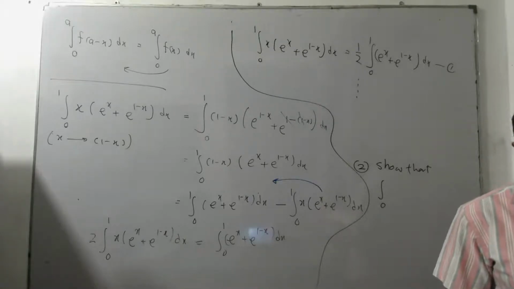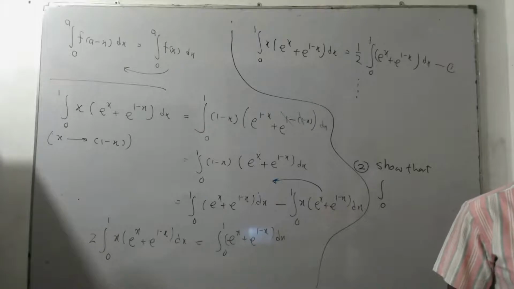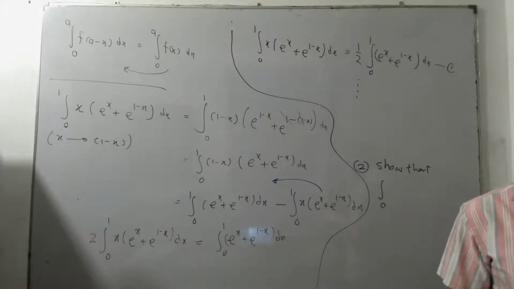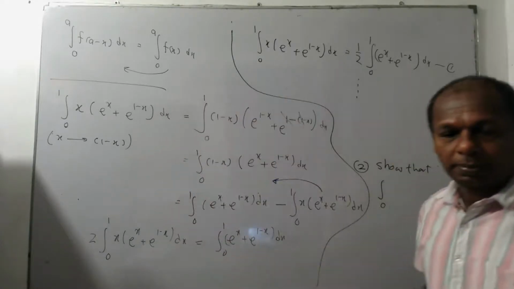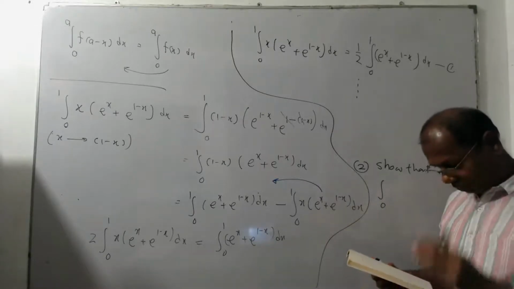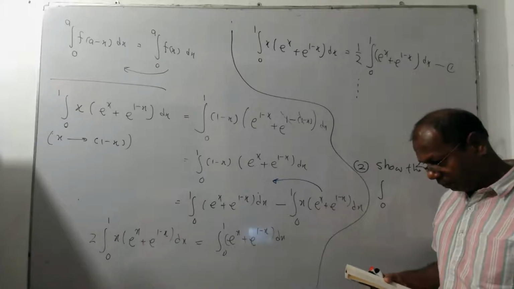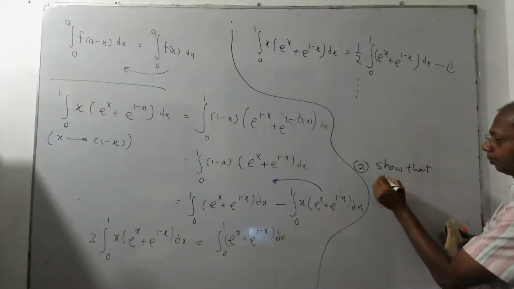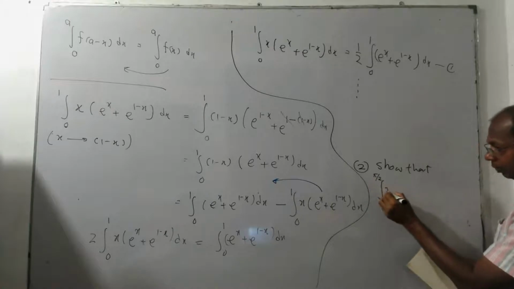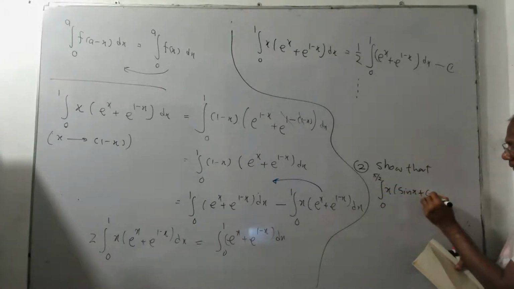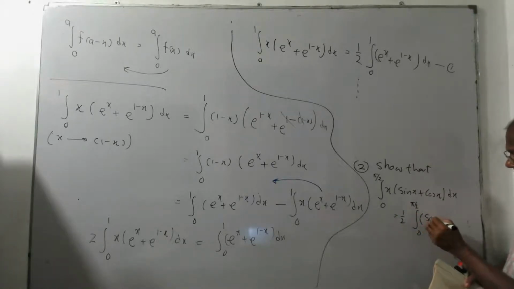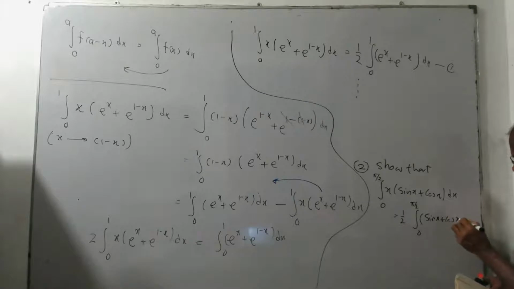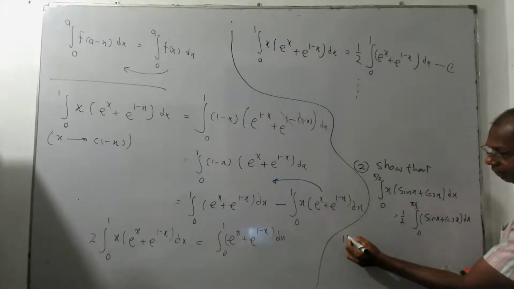Integration. Zero to pi by 2 of x times sin x plus 6 dx, plus zero to pi by 2 of half sin x plus 6 dx. Hence evaluate.